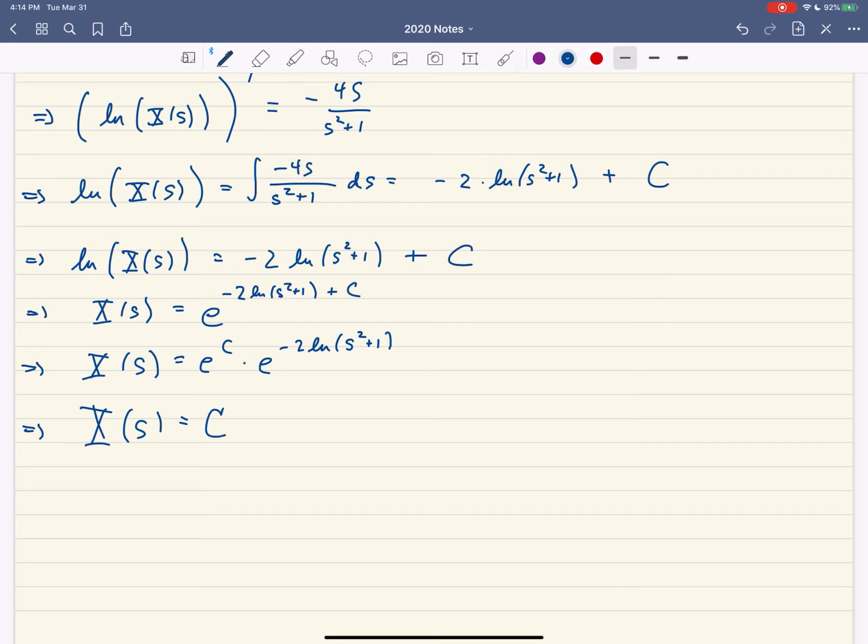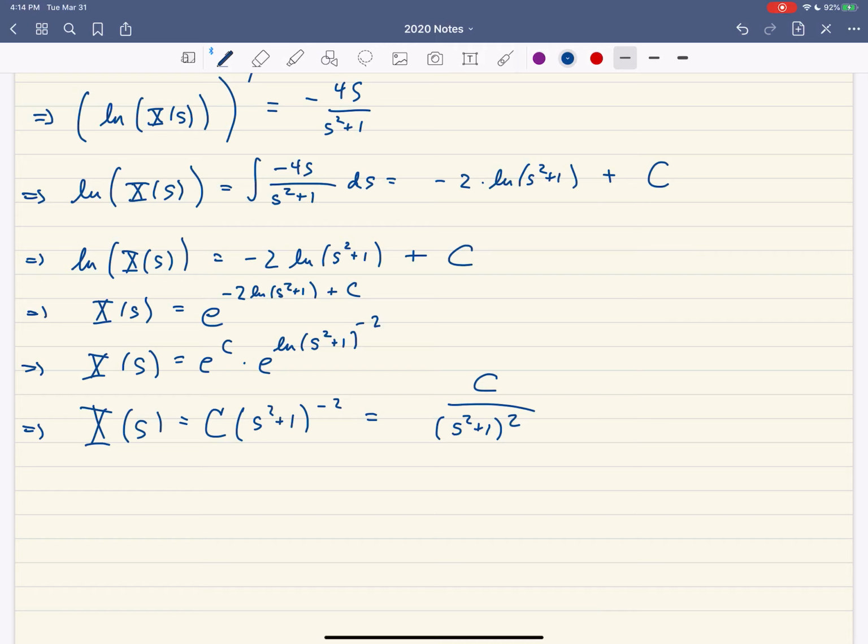And then I want to think about what happens to this equation. We have e to the negative 2 natural log of s squared plus 1. We can bring the negative 2 up. So that's e to the natural log of s squared plus 1, to the negative 2. And e to the natural log of something is just that something. So we get s squared plus 1 to the negative 2. In other words, this is just a constant over s squared plus 1 squared.